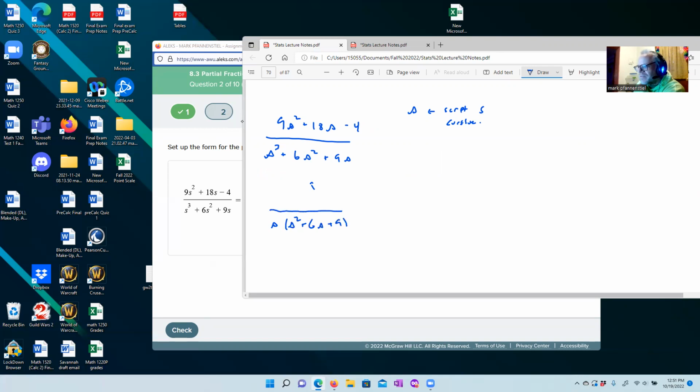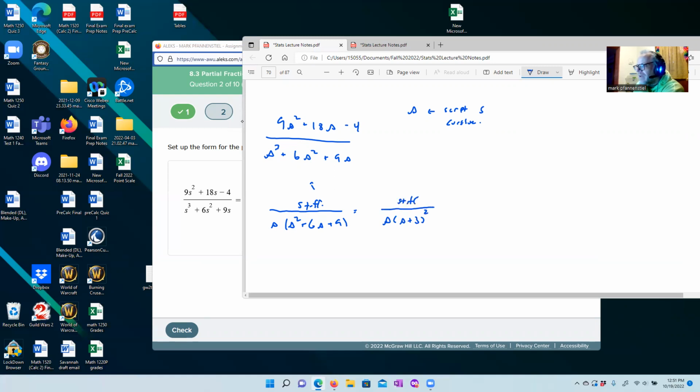There's still some stuff on the top. Okay, and if this is a quadratic, we can factor. Okay, so this is going to be s, and then we have s plus 3 squared, like that. So this is a repeated factor.